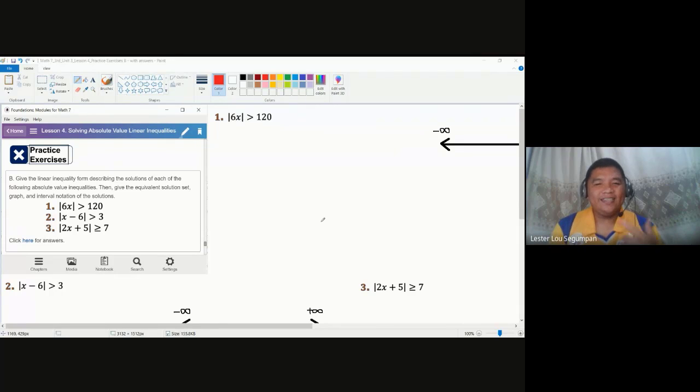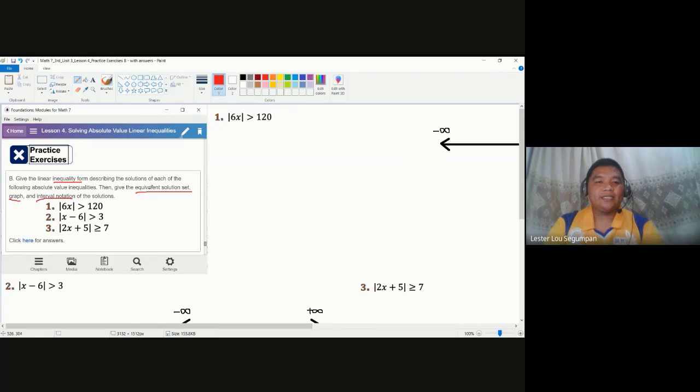Hi everyone, this is the last video for our absolute value linear inequalities, and even the last video for this unit discussing linear inequalities. In the previous video, we talked about solving absolute value linear inequalities with the symbols for less than or less than or equal. Right now, we just simply reverse the operations into greater than and greater than or equal for number 3. So we are just going to solve here again the solutions by coming up with the linear inequality form and then give the equivalent solution set graph in interval notations.